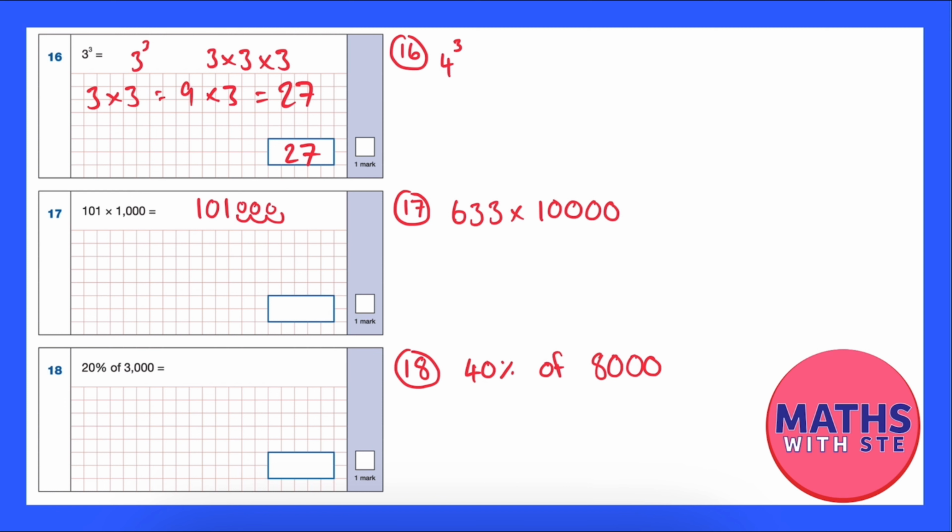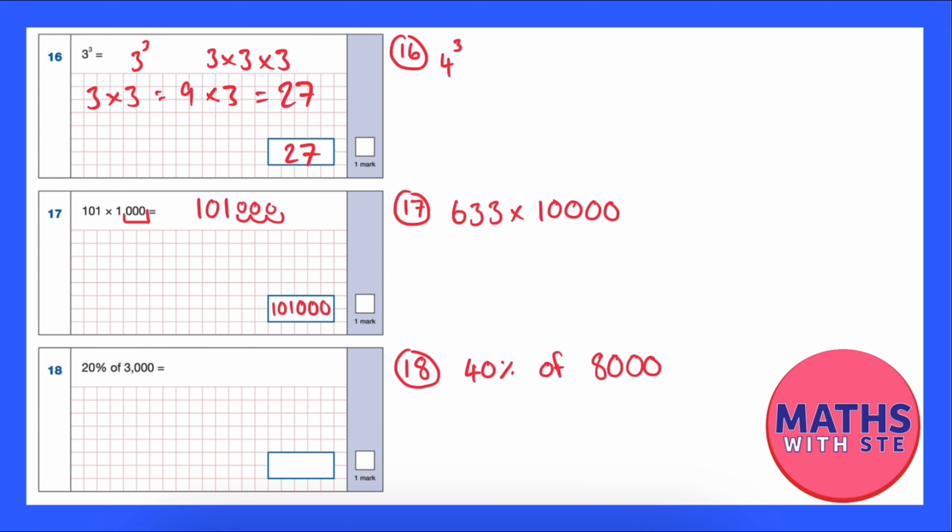Another thing you can do when it's a whole number, you can look if I'm timesing it by something that's 1 and then zeros after it, like 10, 100, 1,000, stuff like that. You could just count these zeros and stick them on the end. So therefore it's 101, 1, 2, 3. So 101,000.